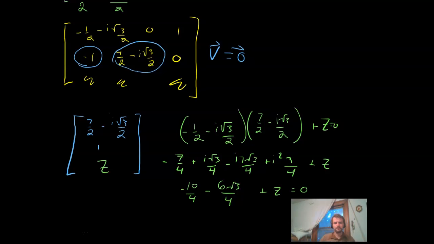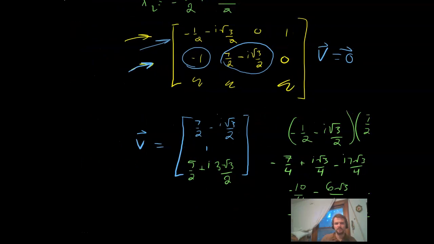So z would have to be the version of this. So this actually does simplify to -5/2 minus 3√3/2. That should have an i with it. Sorry. Plus z is equal to 0. So z would be the negative version of this. Let's just go ahead and stick that in. So z would be 5/2 plus i3√3 divided by 2. So there's the eigenvector, and likewise you would do the same thing for the other eigenvalue.